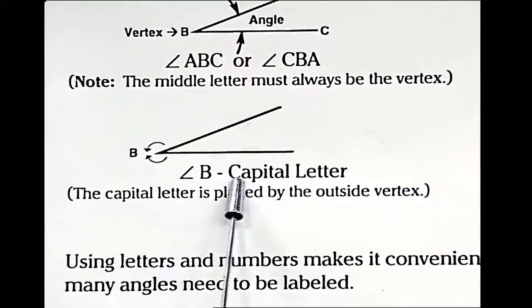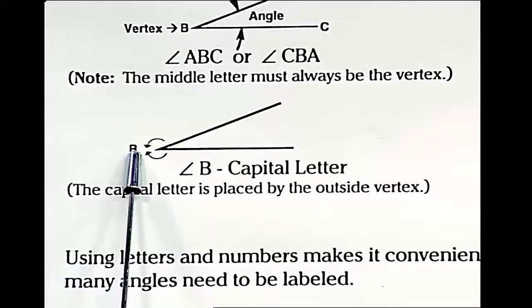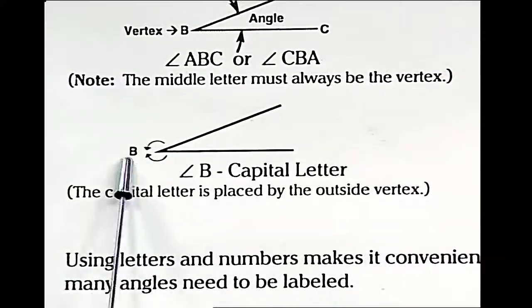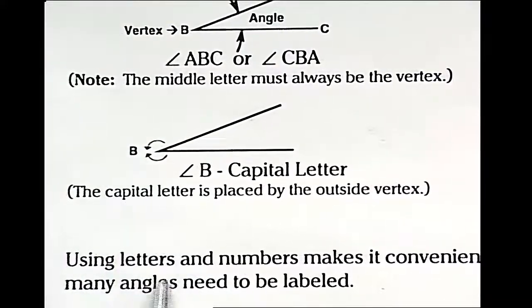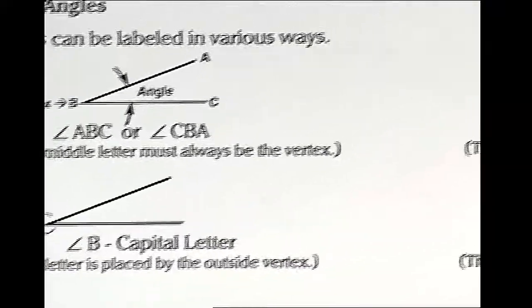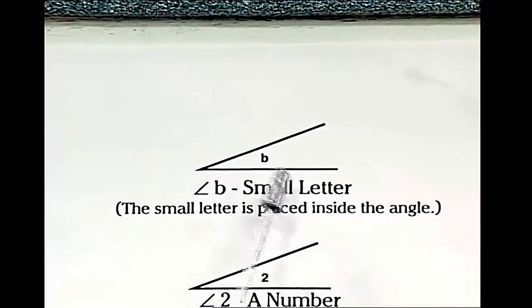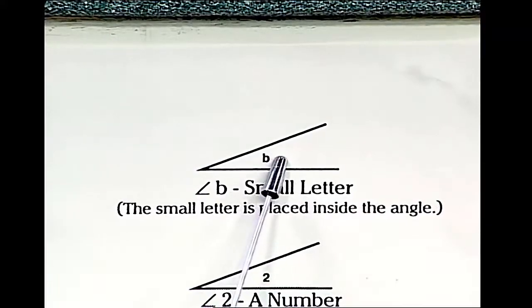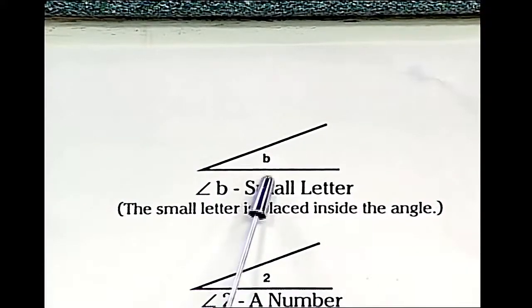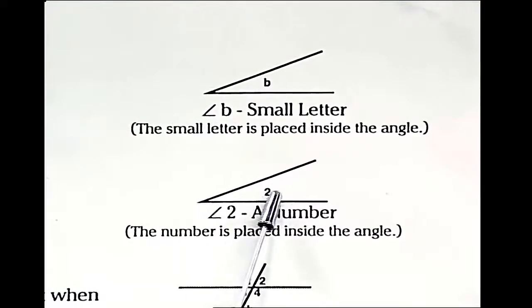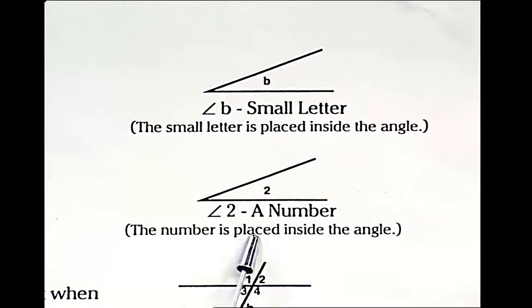Angle B, denoted by a capital letter. The capital letter is placed by the outside vertex. Angle B. Angle B with a small letter. The small letter is placed inside the angle to denote angle B. Angle 2, which is denoted by a number. The number is also placed inside the angle.